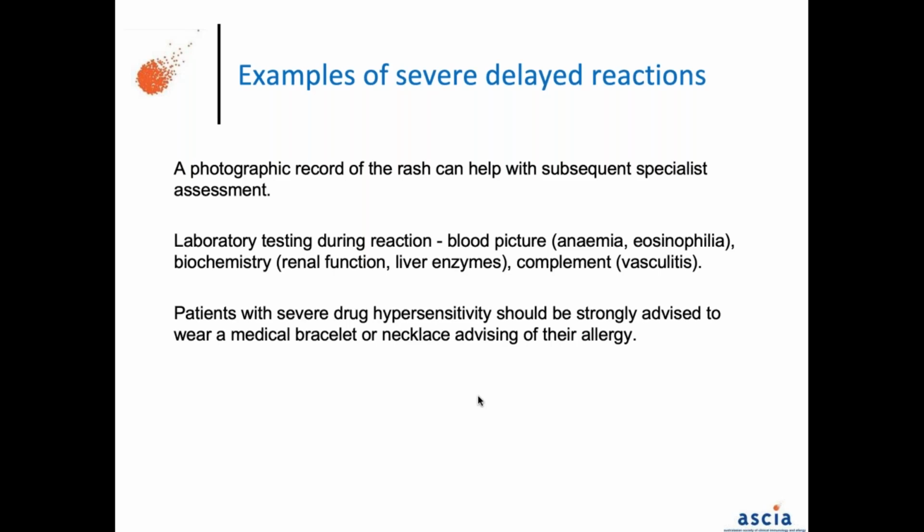Patients with severe drug hypersensitivity have to wear a medical bracelet. They should have this documented in their health record, in my health record, and they should also be very aware of their allergy status and avoid this drug lifelong.